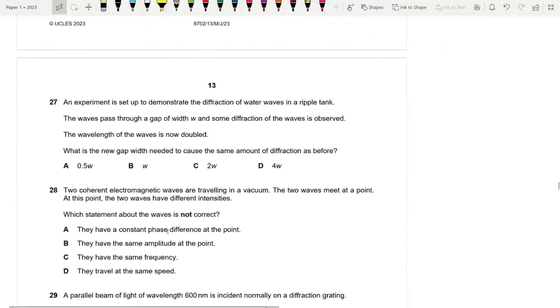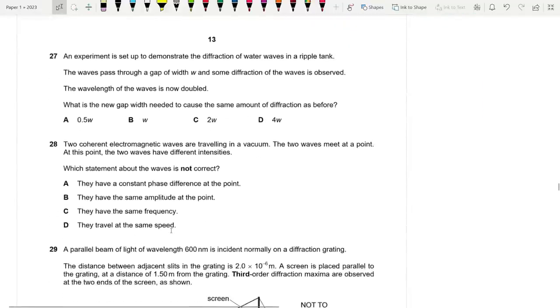Okay, now 27, an experiment is set up to demonstrate the diffraction of water waves in a ripple tank. The waves pass through a gap of width w, and some diffraction is observed. The wavelength of the wave is now doubled. Now remember, to increase diffraction, what do we need? We need to increase wavelength and decrease the slit width. Or you could just decrease frequency, that's fine as well. Increase wavelength, decrease the width of the slit. Now what is the new gap we need to cause the same amount of diffraction?